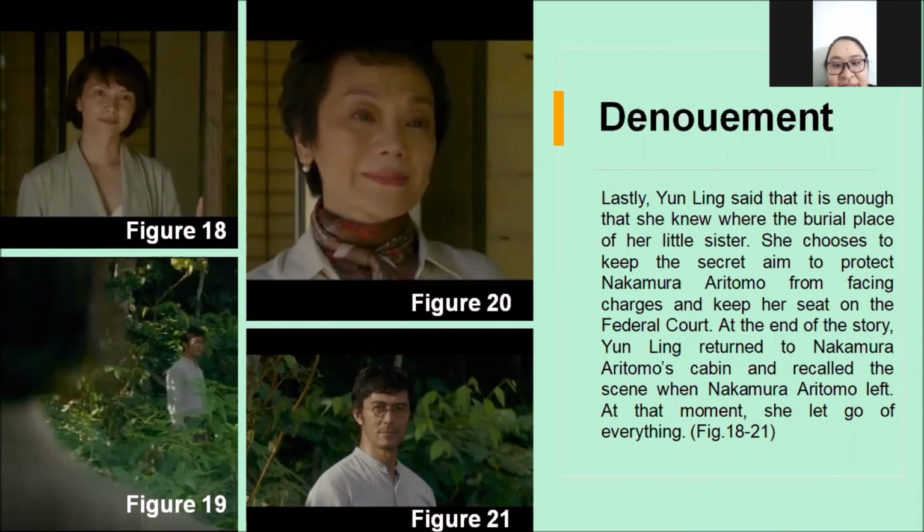Denouement. Lastly, Yun Ling said that this is enough, that she knows where the burial place of her little sister is. She chooses to keep the secret to protect Aritomo from facing a criminal charge, and keep her seat on the federal court. At the end of the story, Yun Ling returned to Aritomo's cabin and recalled the scenes when Aritomo left. At that moment, she let go of everything.